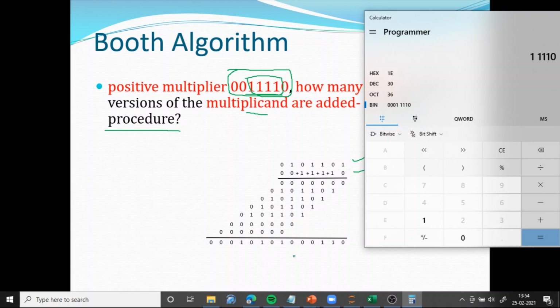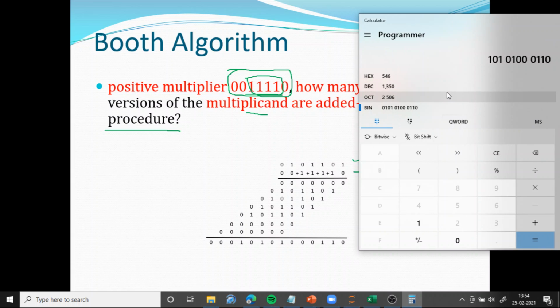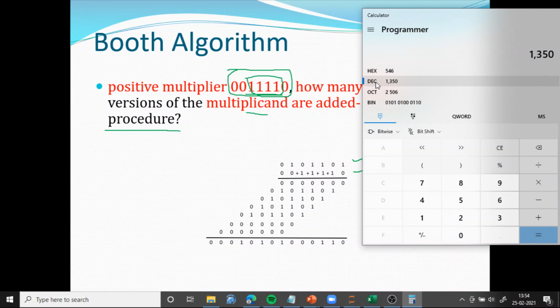This is a positive multiplication, so it's a direct result. So the result is what? This is 10101 triple zero double 1 0, which is nothing but decimal 1350. That is when you multiply 45 with 30.